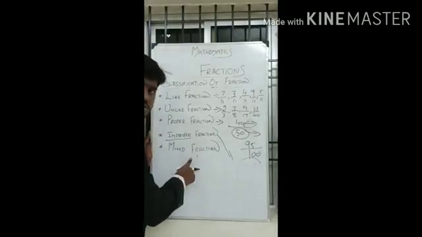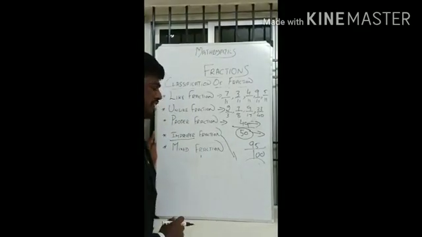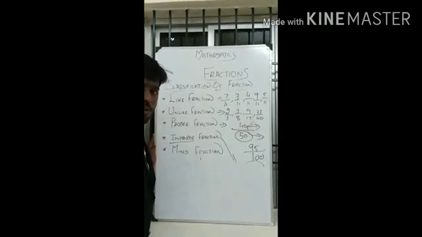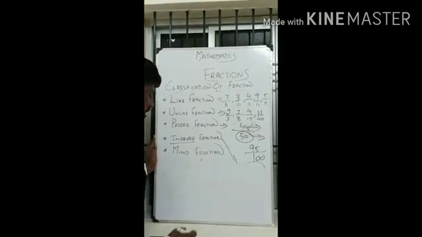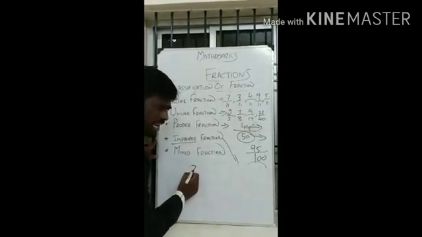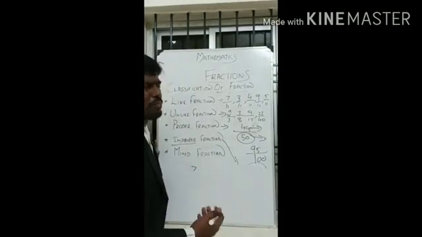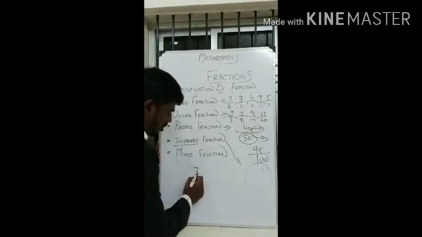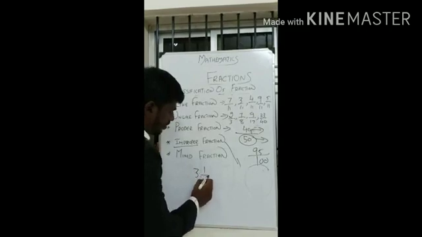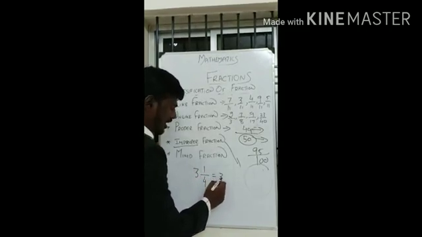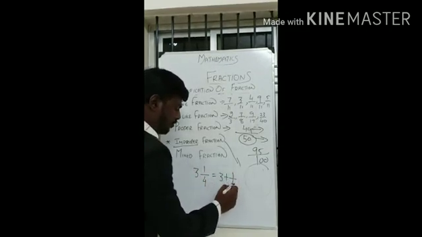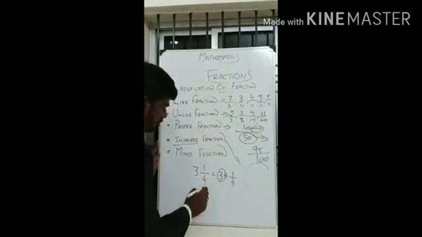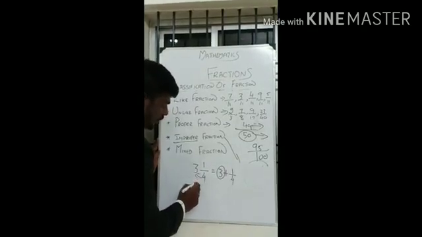The last one is the mixed fraction. A mixed fraction is nothing else but a natural number together with a proper fraction. What is the natural number? Naturally we can say the numbers that start from 1, 2, 3, 4. These are called natural numbers. So take 3 and 1 by 4. We can write it as 3 plus 1 by 4. The natural number is added with a proper fraction. So 4 threes are, you have to multiply this.